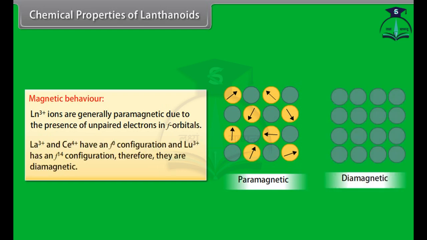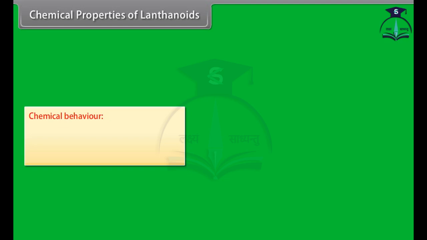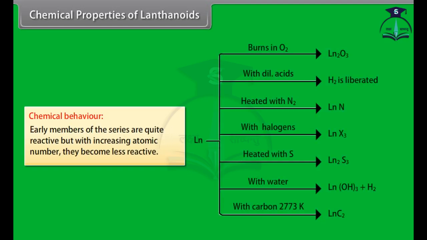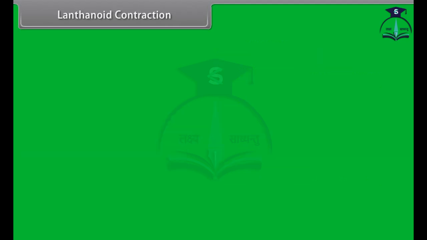La3+ and Ce4+ have an f0 configuration and Lu3+ has an f14 configuration, therefore they are diamagnetic. Chemical behavior: early members of the series are quite reactive, similar to calcium, but with increasing atomic number, they behave more like aluminium. Lanthanoid contraction.